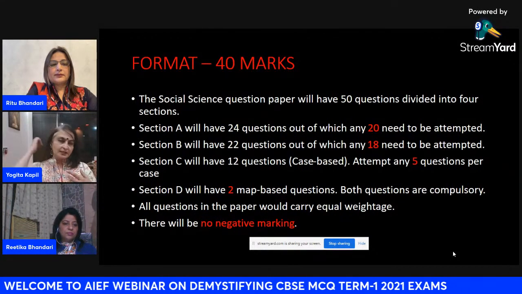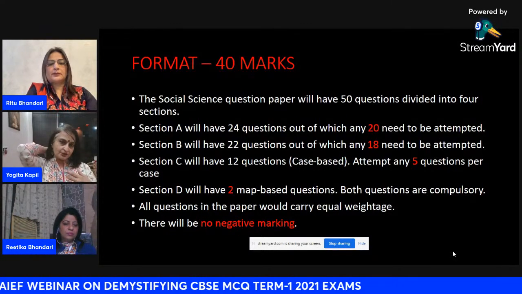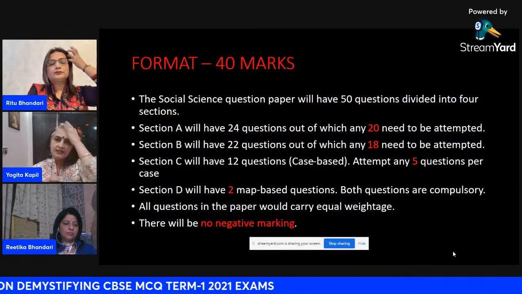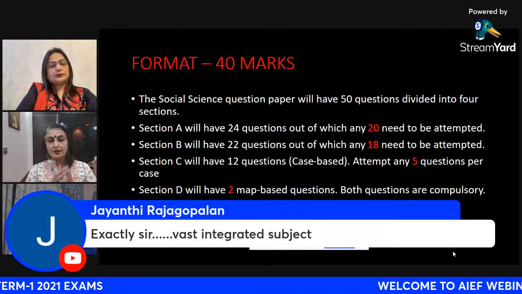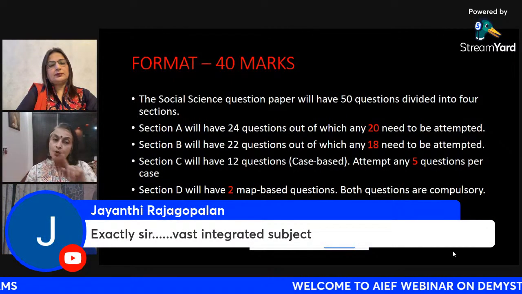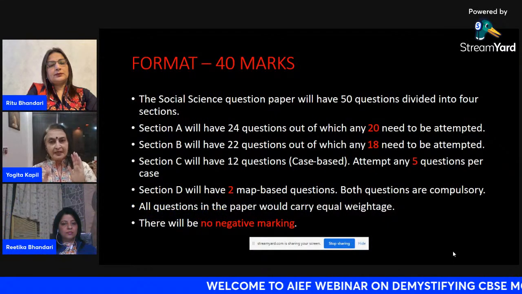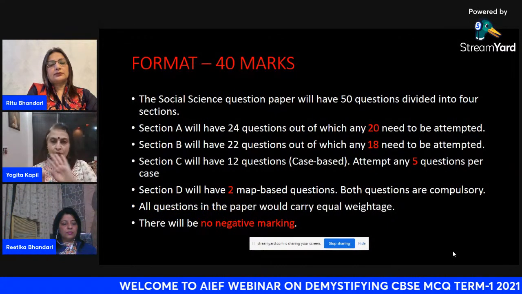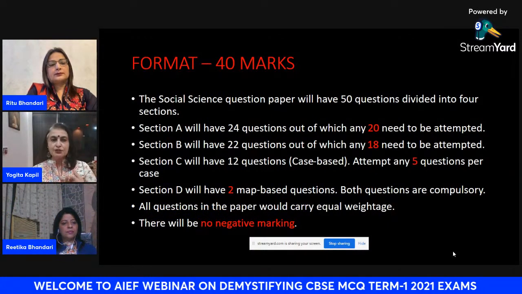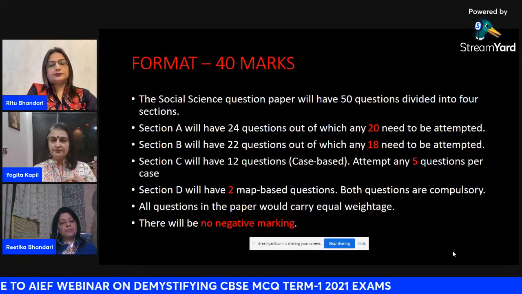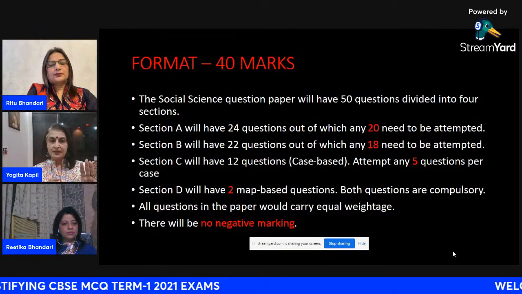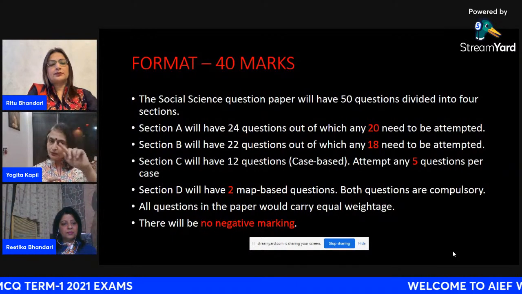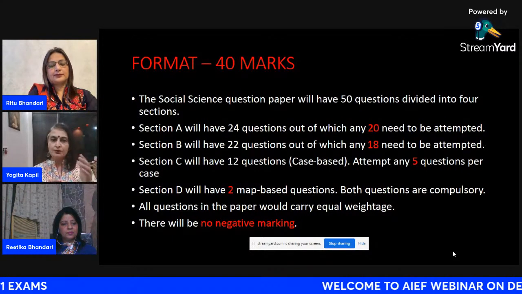In section A, there are going to be 24 questions, out of which any 20 are to be attempted. Now, 20 questions are to be attempted, 4 are not to be attempted. Very clear that 4 are not to be attempted. Then in section B, out of 22, 18 are to be done, 4 not to be done. So 4 in section A not to be done, 4 in section B not to be done.